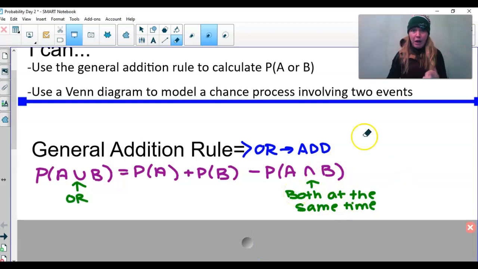So pause the video right now and write down this formula. The probability of A union B, meaning or, is equal to the probability of A plus the probability of B minus the probability of A intersect B, which means both at the same time. Pause, write down.